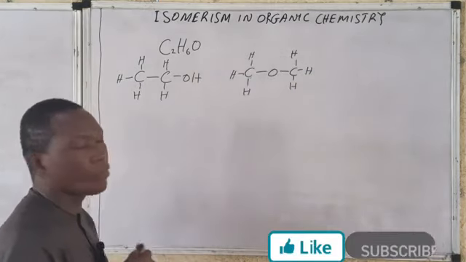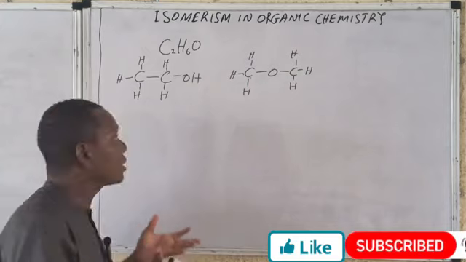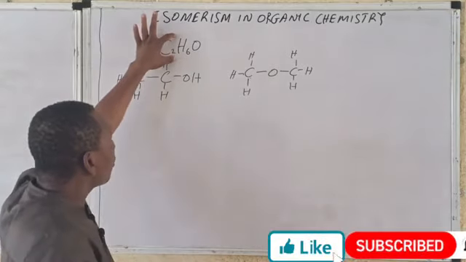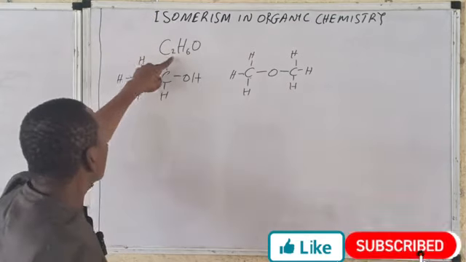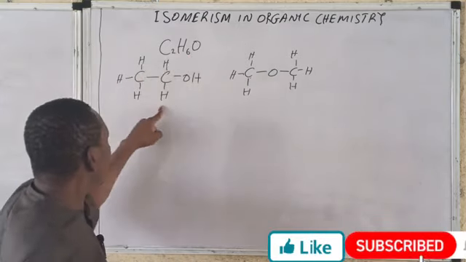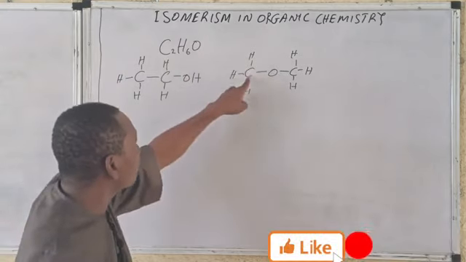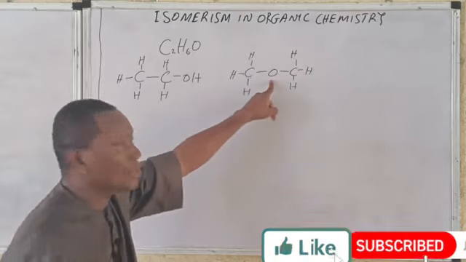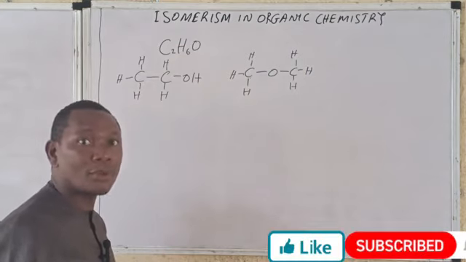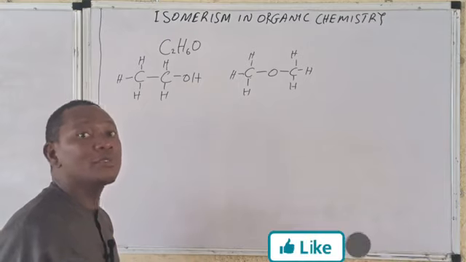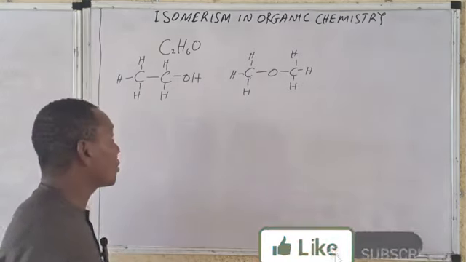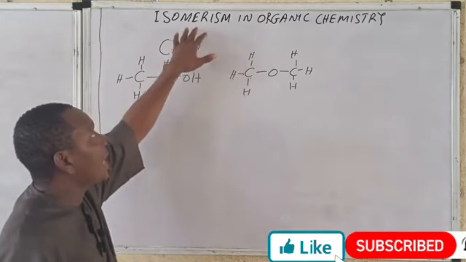Now, the existence of two or more compounds. Now we have these two different compounds with the same molecular formula. This is C2, two carbon atoms, H6, 1, 2, 3, 4, 5, 6, and one oxygen. Here we also have two carbon, the H is 6 and one oxygen. So they possess the same molecular formula, but different structural arrangement, or even different three-dimensional arrangement of the atoms, such as we see in optical isomerism.